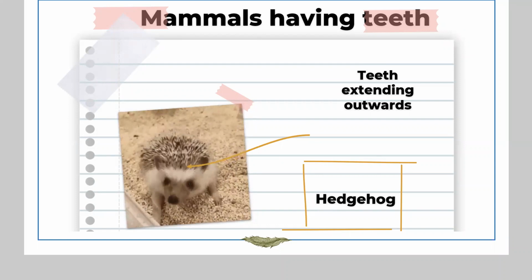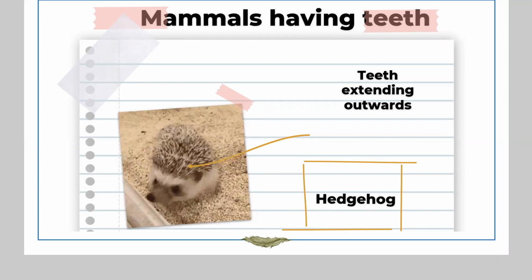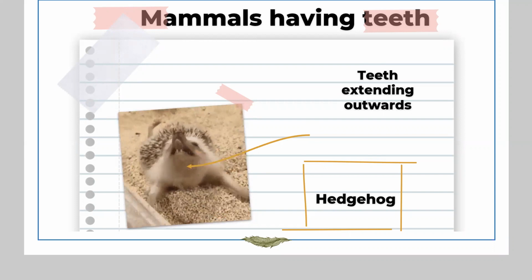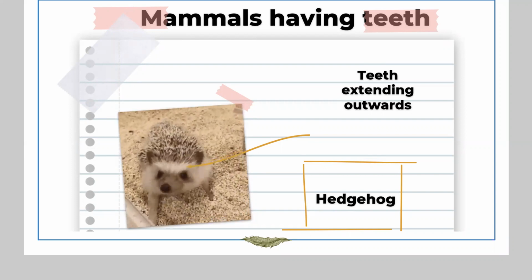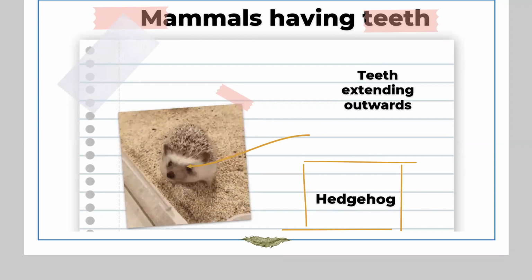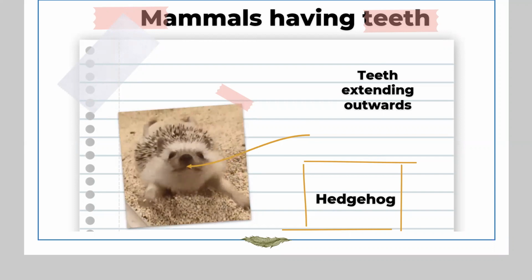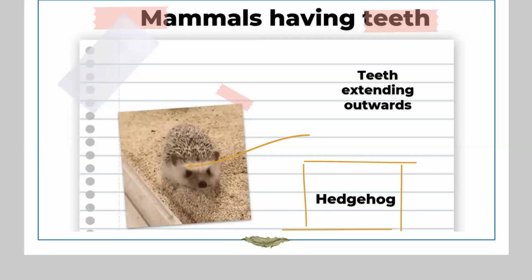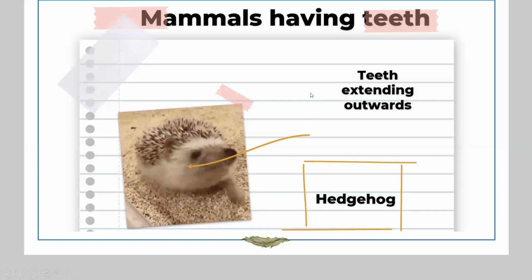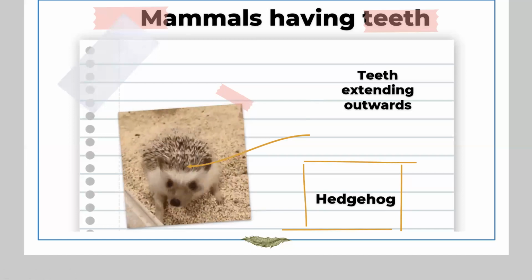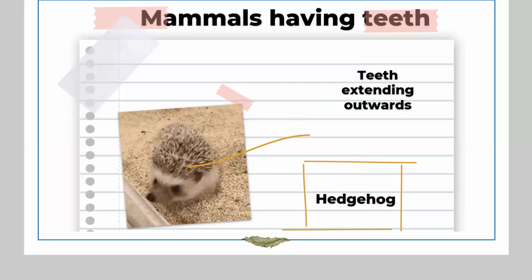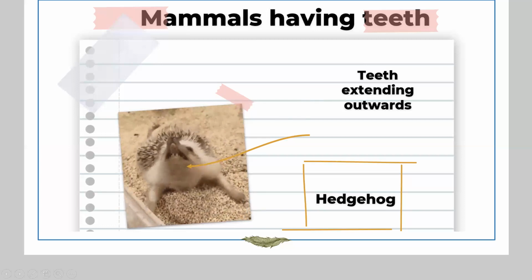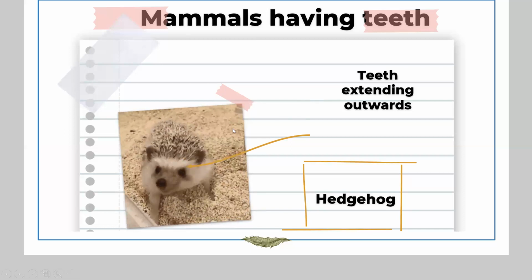So the hedgehog depends on insects for feeding. How does it capture the insects? By using its extending teeth. So the first mammal that has teeth is the hedgehog. It has front teeth that it uses to capture insects. So the hedgehog depends on insects, or eats insects, for feeding.